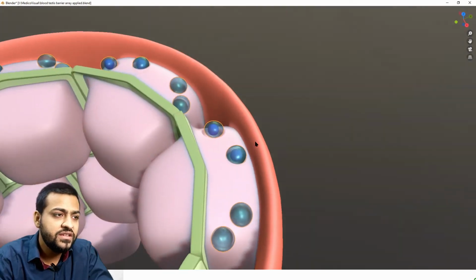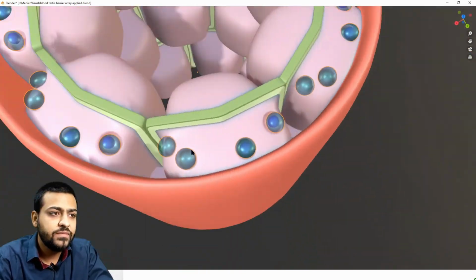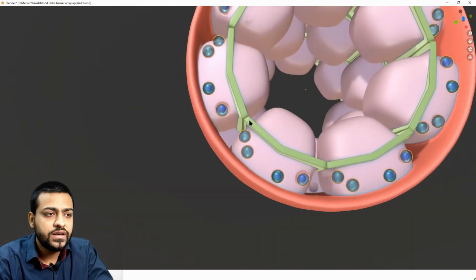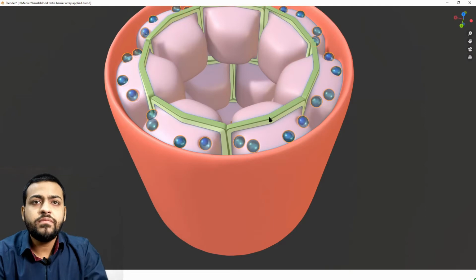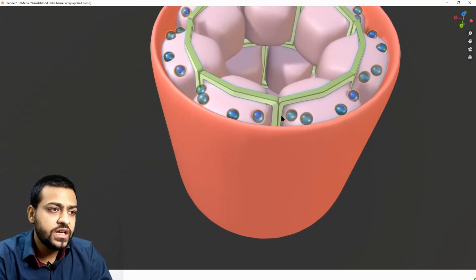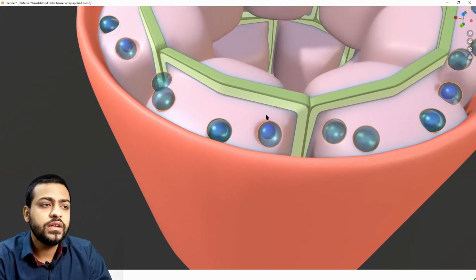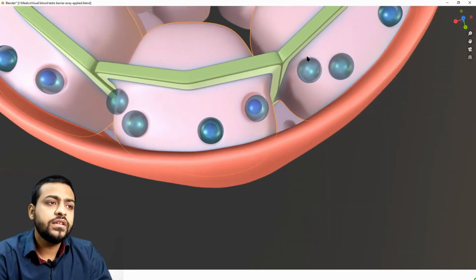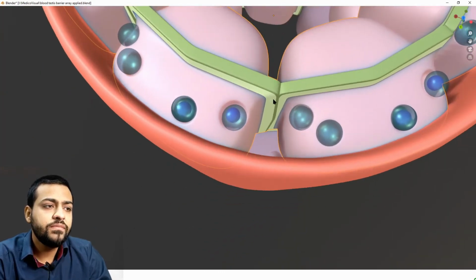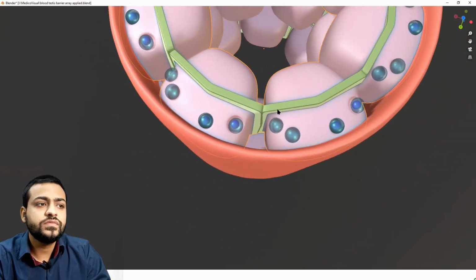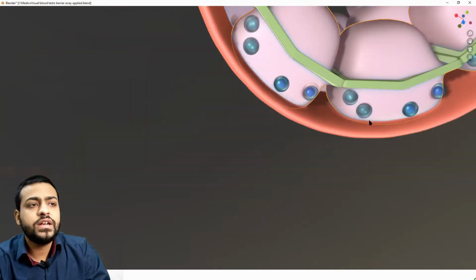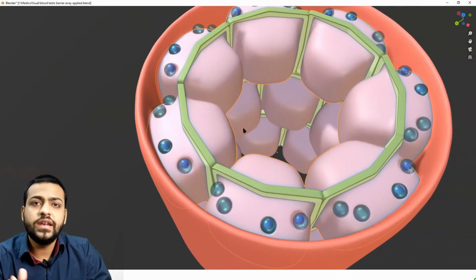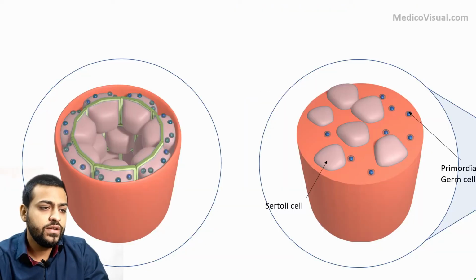And what is this greenish structure? These Sertoli cells are tightly, closely packed with each other, and you can see there are tight junctions between the neighboring cells. This is one Sertoli cell and this is the other Sertoli cell. In between them there are tight junctions. This is called the blood testis barrier. Why this blood testis barrier exists, we will discuss later. So let's move forward.